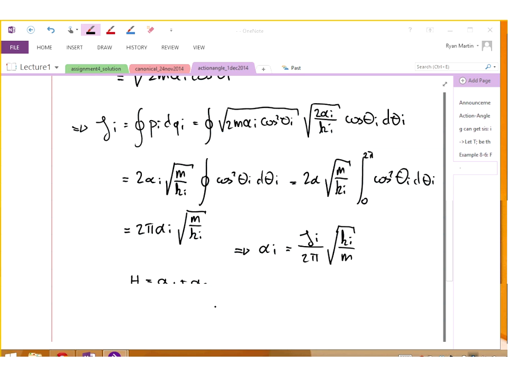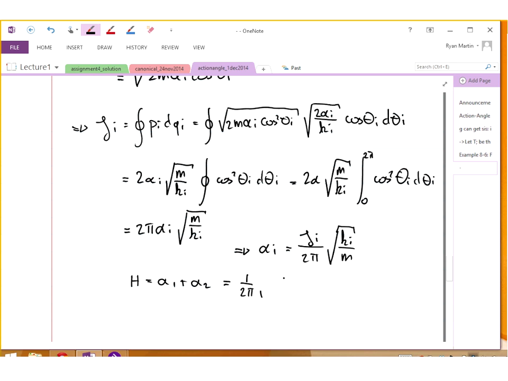So remember, the Hamiltonian we wrote as alpha_1 plus alpha_2. We separated out the terms that depended on Q_1, and we said that was all equal to alpha_1, and the terms that depended on Q_2, we said that was all equal to alpha_2. So we wrote the Hamiltonian is alpha_1 plus alpha_2. Now we have alpha_i in terms of the J_i. So I can finally get to what I wanted, which was the Hamiltonian in terms of the action variables J.